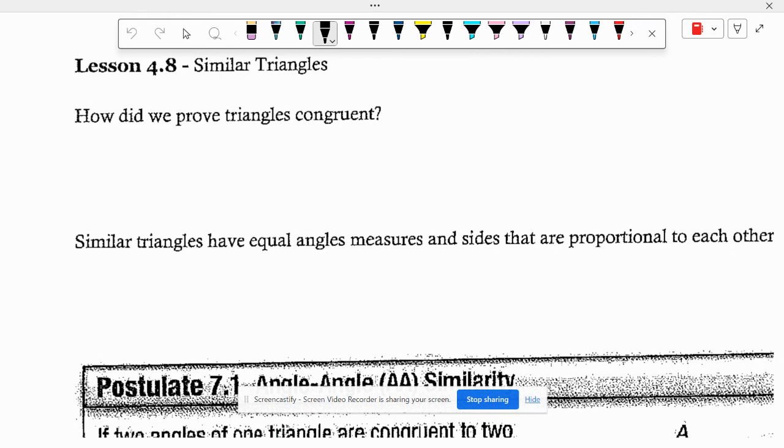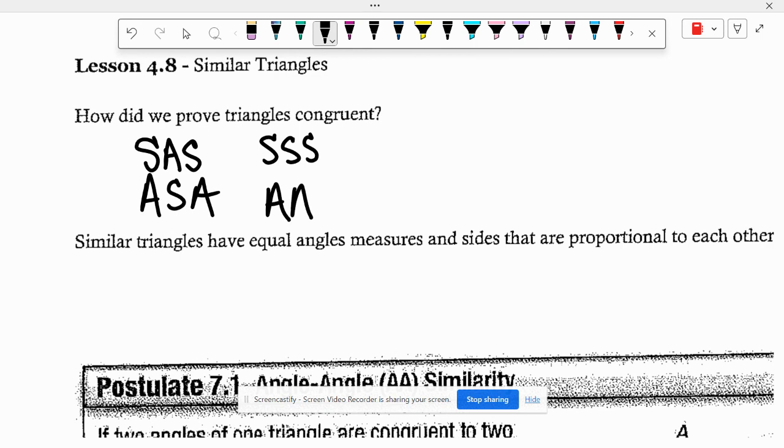Side angle side. Where's your note packet? Get it out. What's another one? Angle side angle. Side side side. What else? We have one more that has 3 letters. Yeah, angle, angle, side.